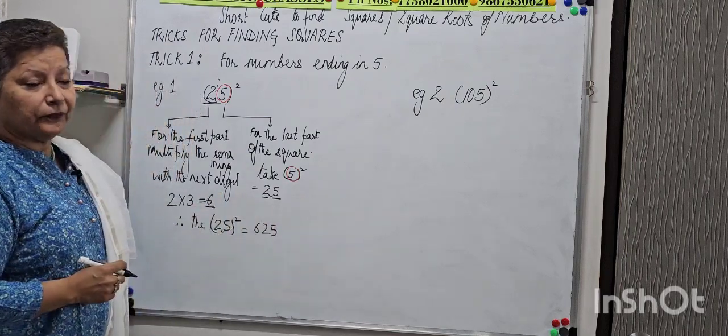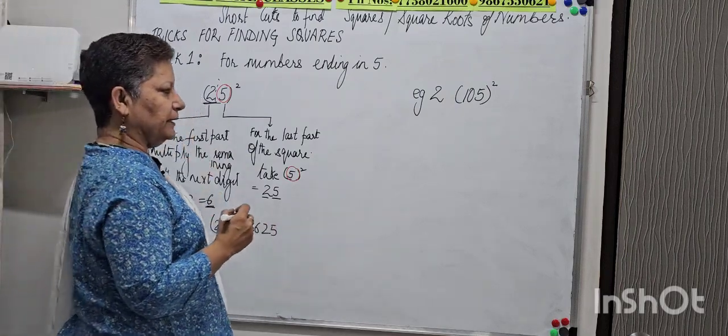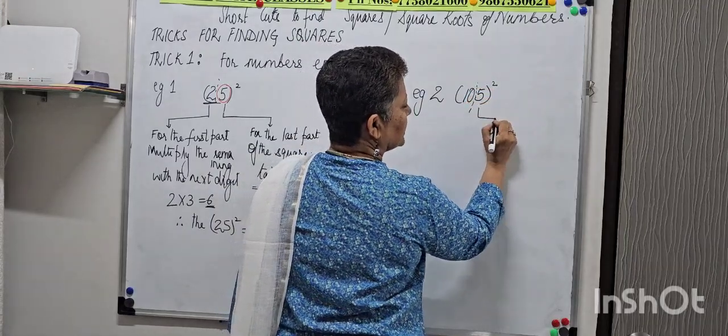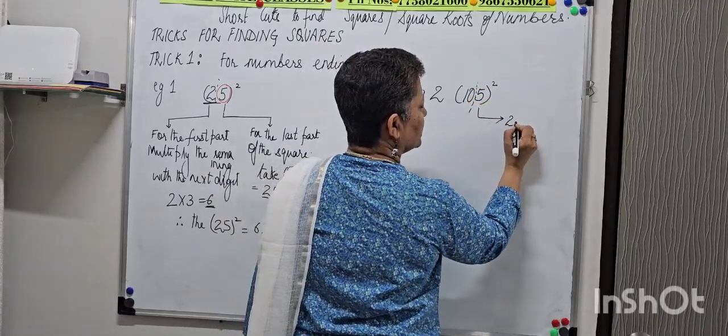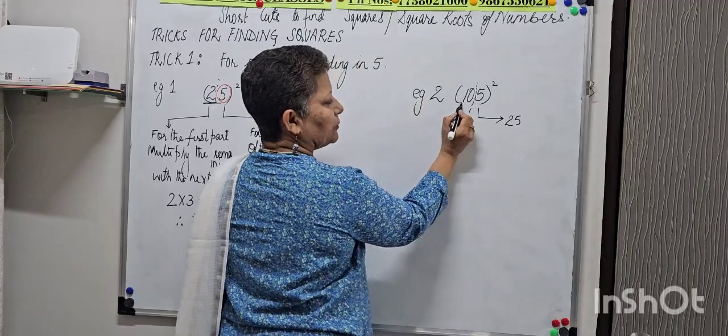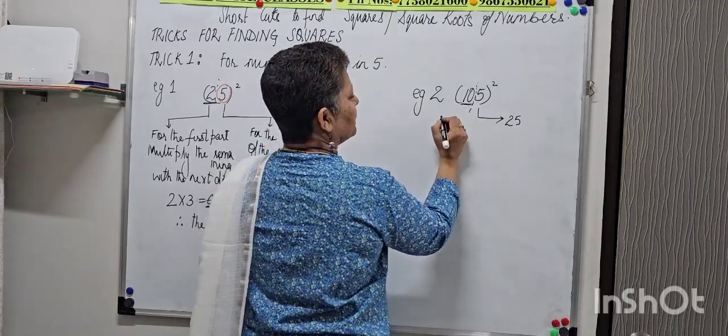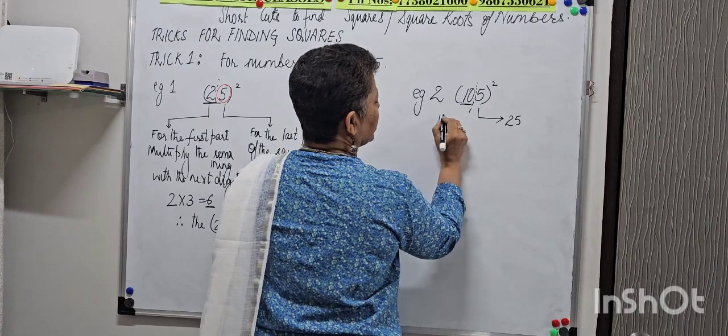Is that okay? Now let's have a look at this one quickly. Again, what is the last part of my number going to be? From here it's going to be 25. And what am I going to do? I'm going to multiply the balance part of the number, which is 10. 10 into 11 is going to give me 110.